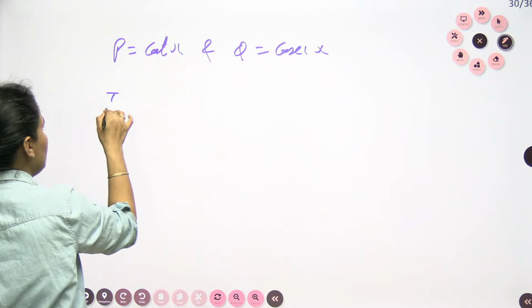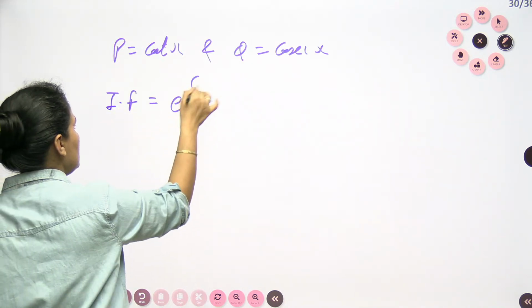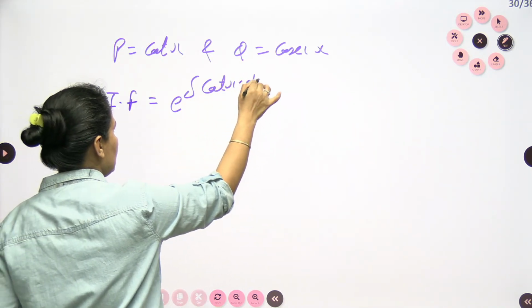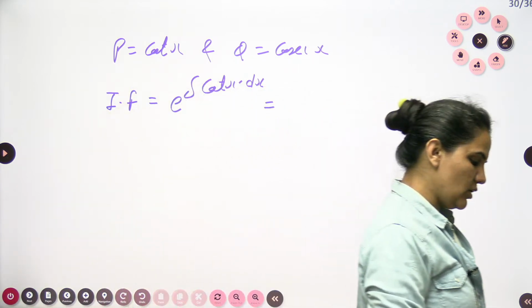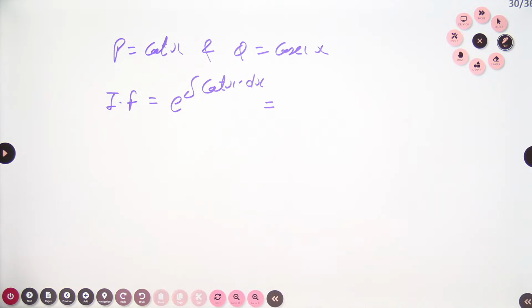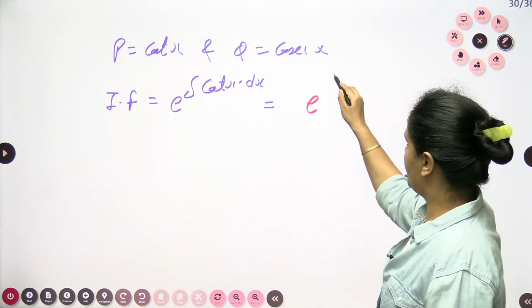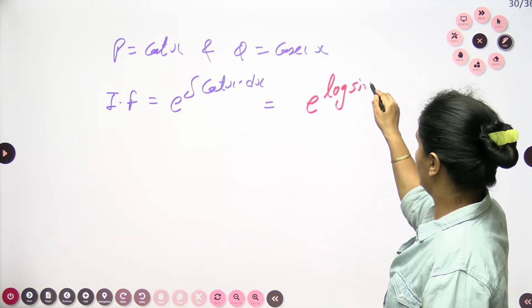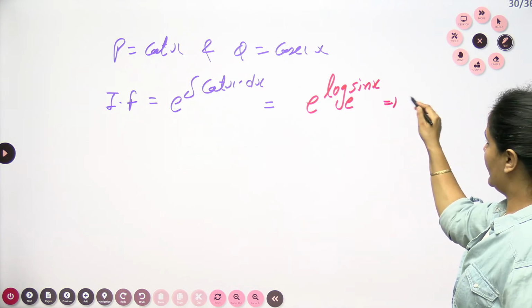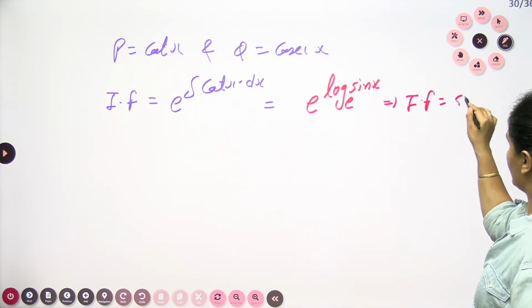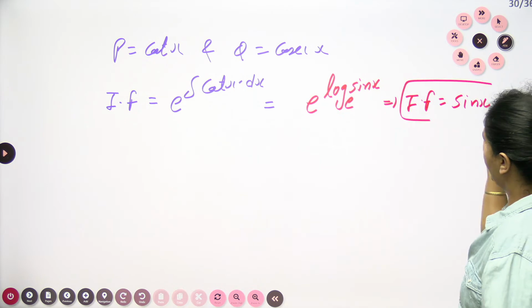We need to first find the integrating factor, which is e to the power integration of cot x dx. The integration of cot x is nothing but log of sin x. So you can write e to the power log of sin x, where the base is e only, so the base will be gone. So directly your integrating factor will be sin x only. So this is the integrating factor.